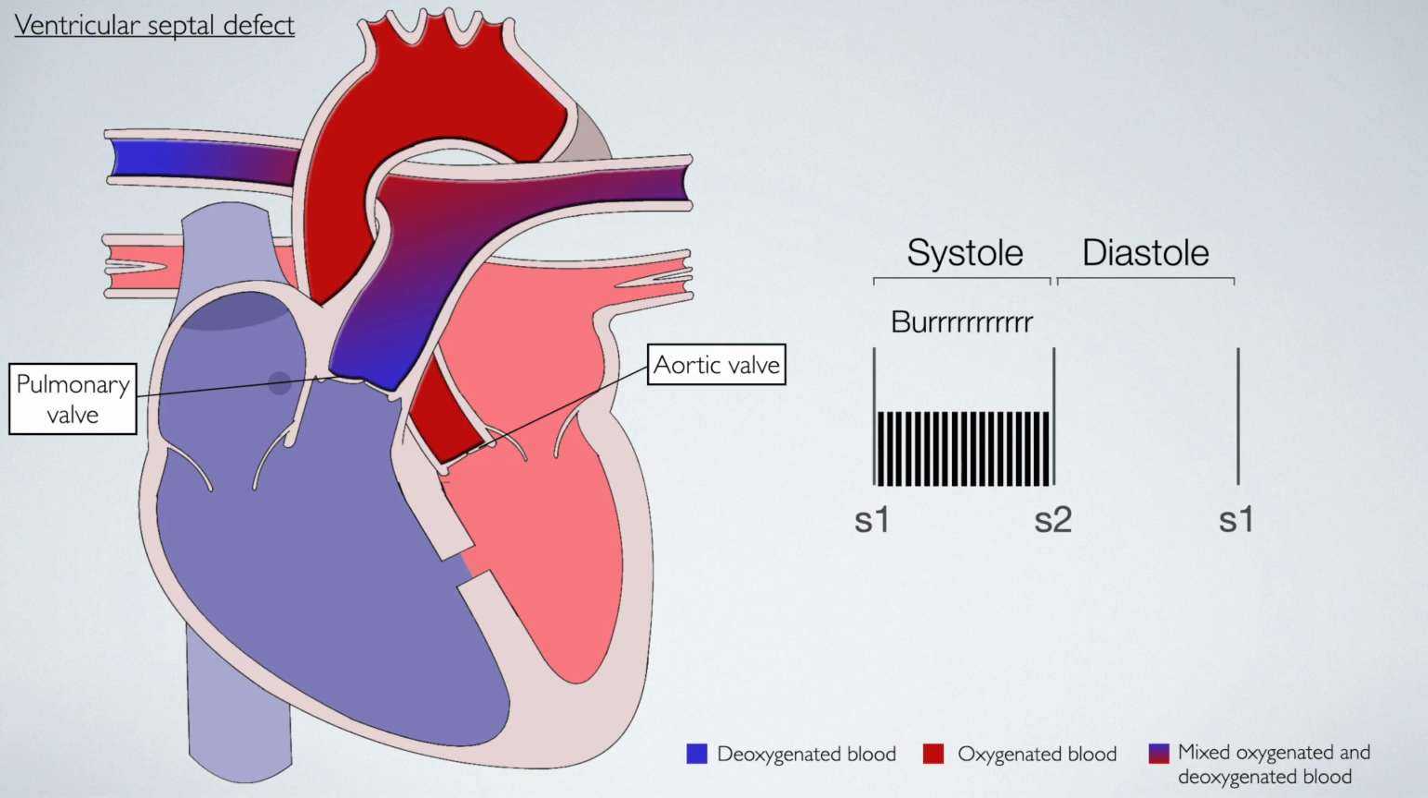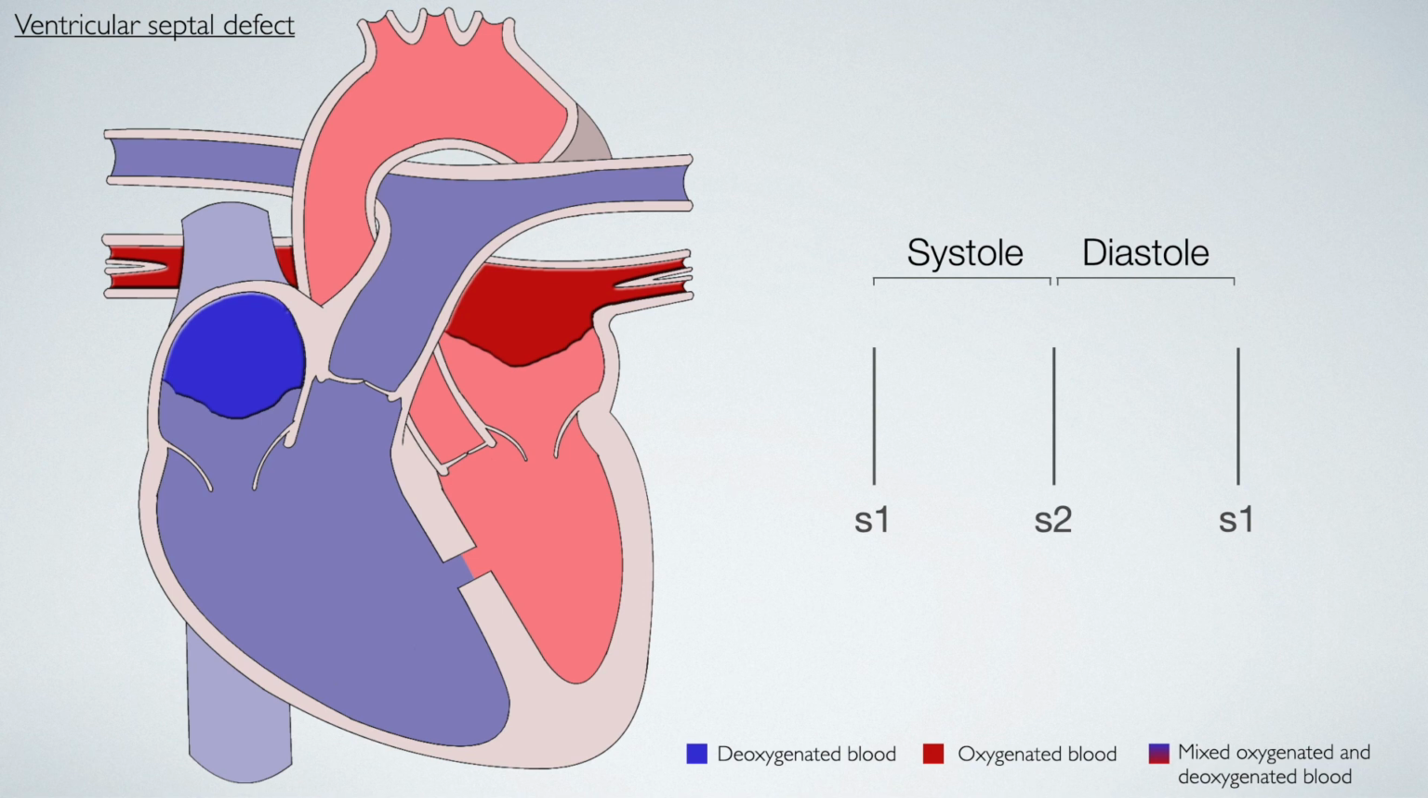It's worth noting that the S1 and S2 heart sounds are difficult to hear in the context of a pansystolic murmur, often because the murmur itself is so loud that it drowns them out. Let's watch the animation now and listen to the murmur.